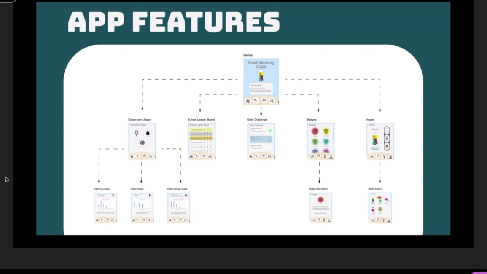Then from that are the 5 pages. You can see from left to right, it's the classroom usage, the school leaderboard, daily challenges, badges, and avatar. And from there, some of them have a further addition to that. So clicking on a badge will show up information about that badge.